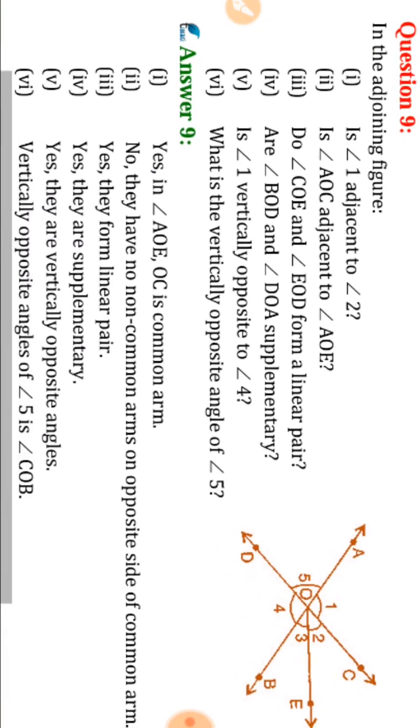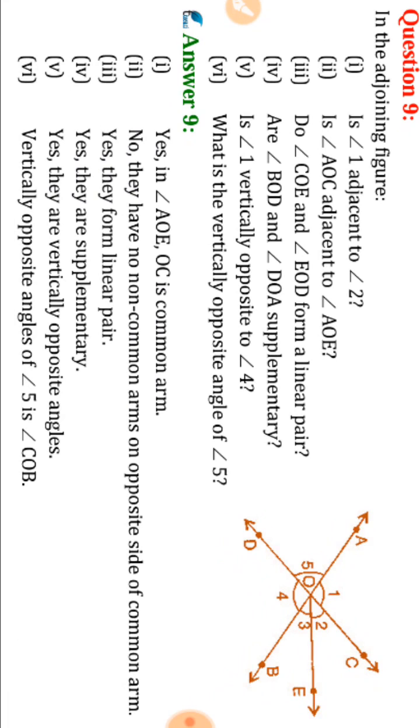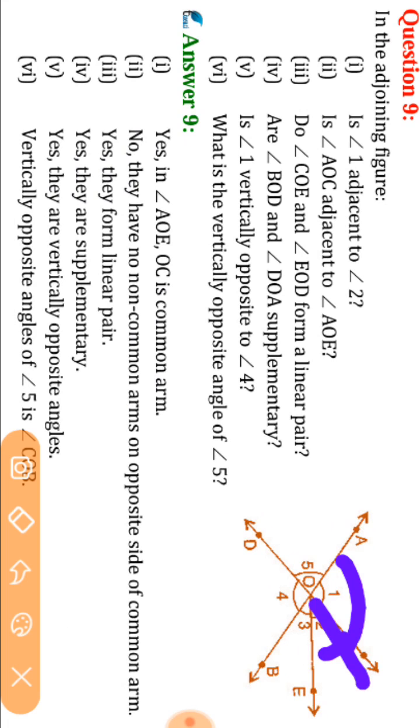In the adjoining figure, is angle 1 adjacent to 2? Adjacent means side by side. Yes, because both are side by side, with a common arm and common vertex. Which is the common arm here? OC is the common arm. Which is the common vertex? O is the common vertex. Angle AOC.